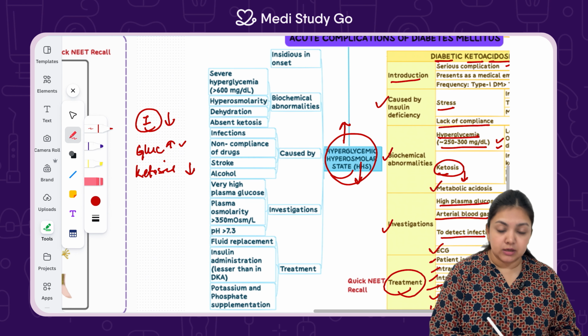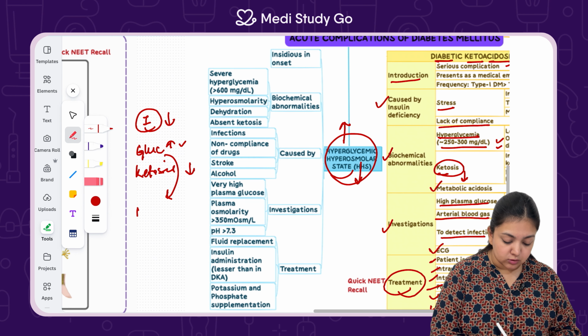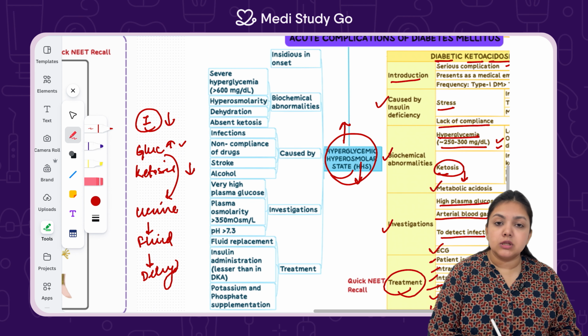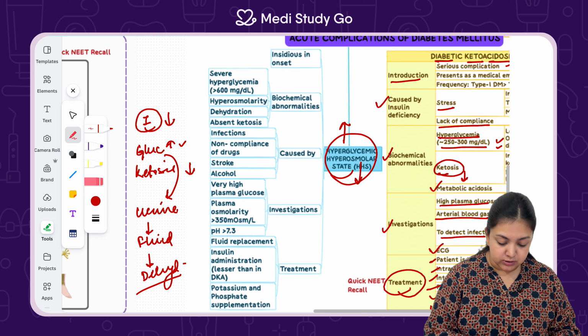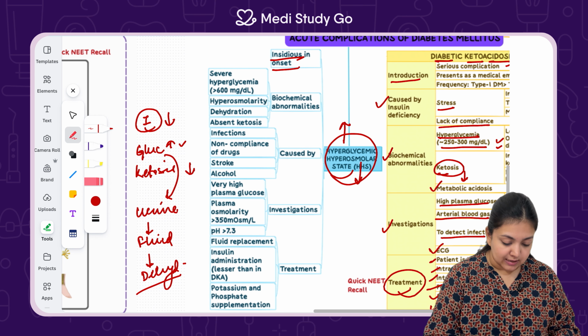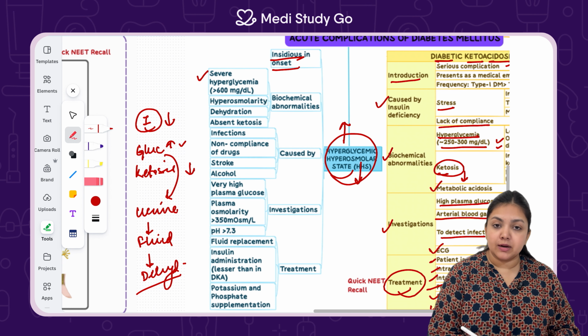which leads to increased glucose. This increased glucose is also going to come into the urine, which leads to fluid extraction from the body and leads to dehydration. So this is the common manifestation which you are going to see in HHS. It is insidious in onset. The patient doesn't really get to know what's happening. There is going to be severe hyperglycemia.